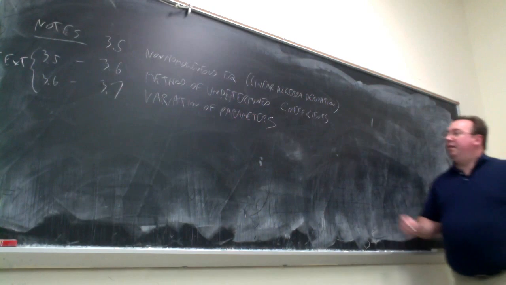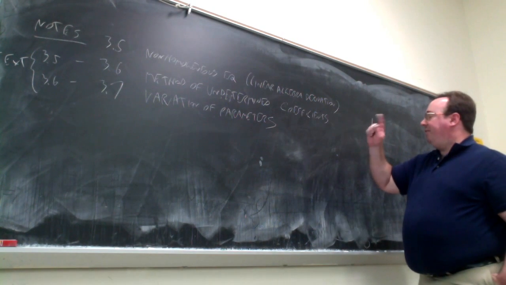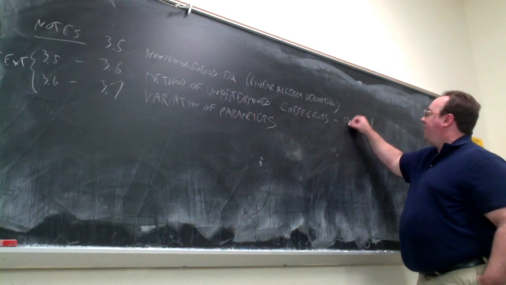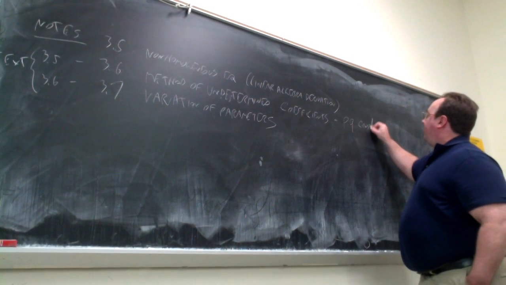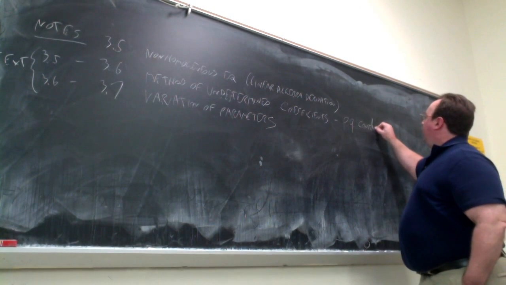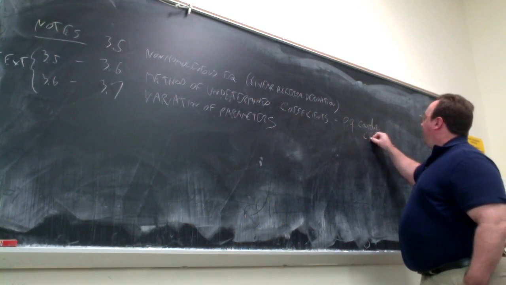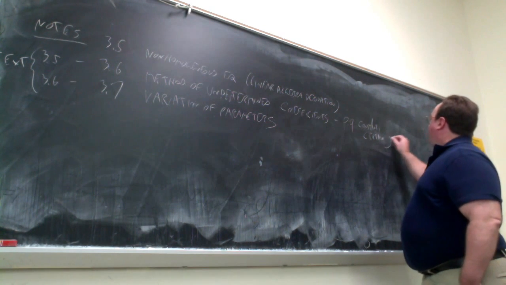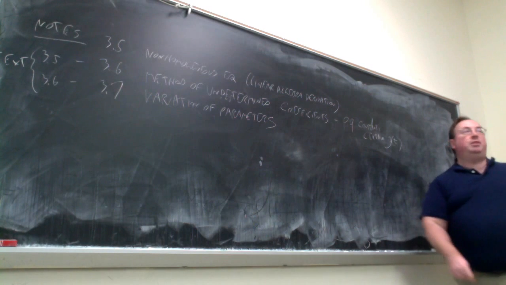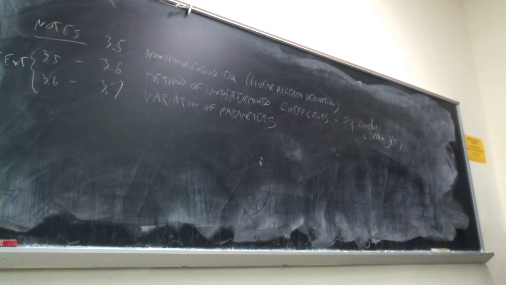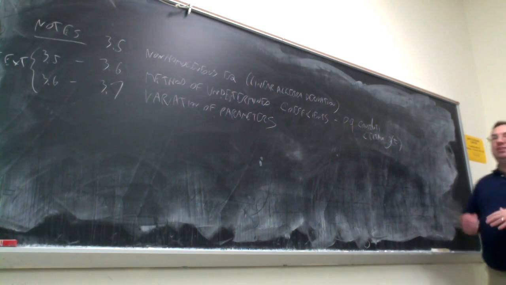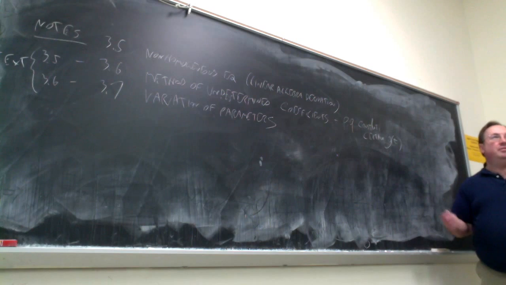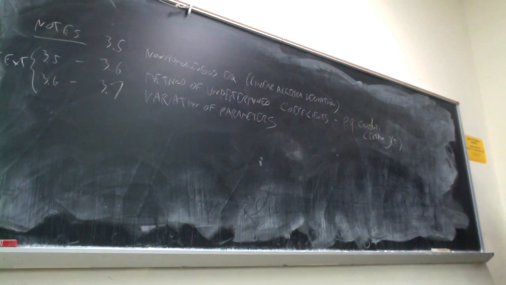Now, the method of undetermined coefficients is restricted to the case where P and Q are constants and only works for certain forms of g of t. Like it could be a polynomial, it could be an exponential function or sine and cosine or products of any of those types, which covers a lot of functions, but there's still quite a few that don't fall into that category.